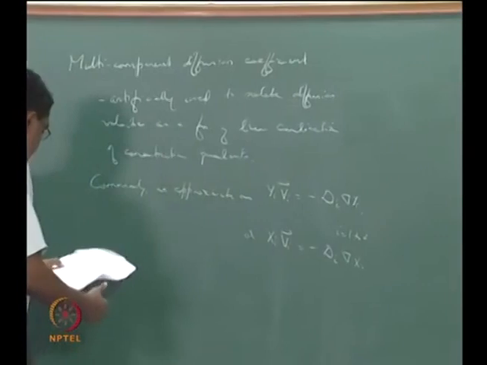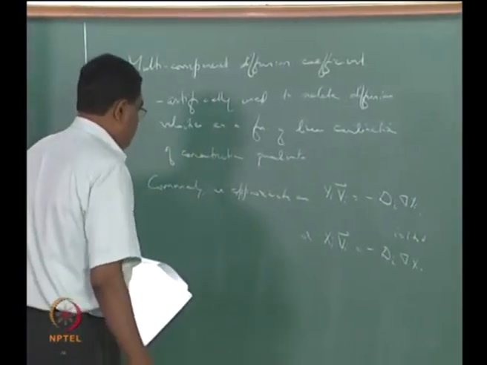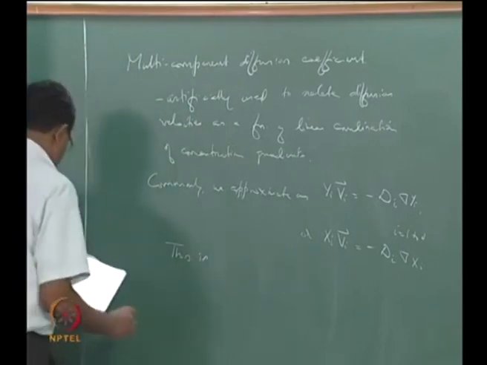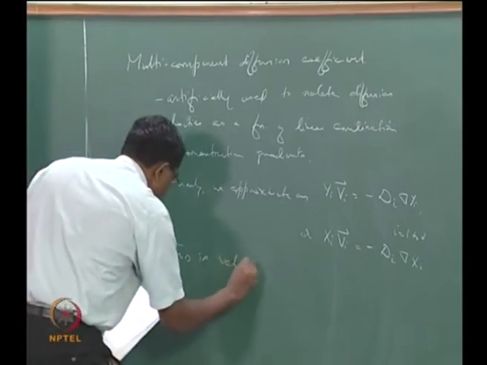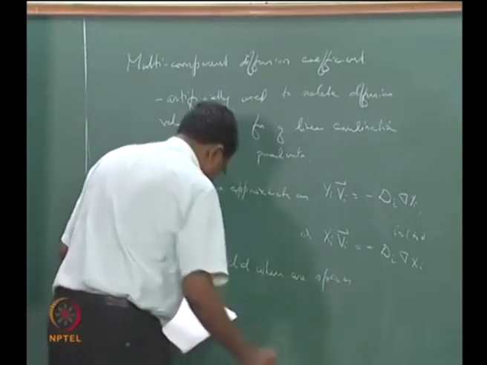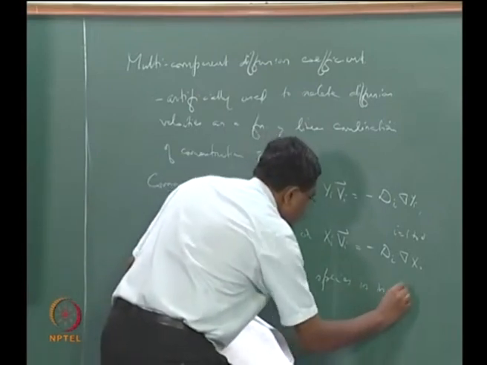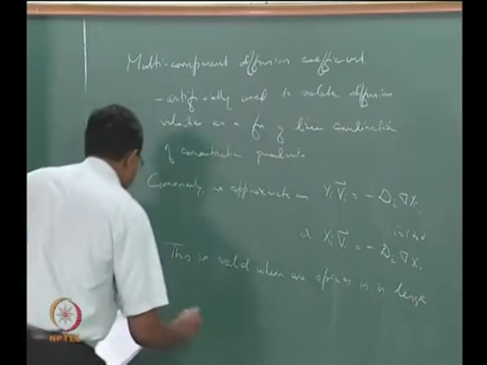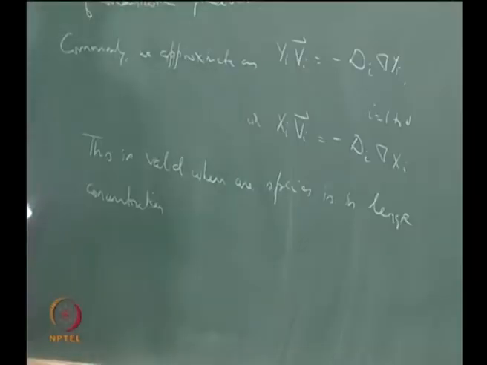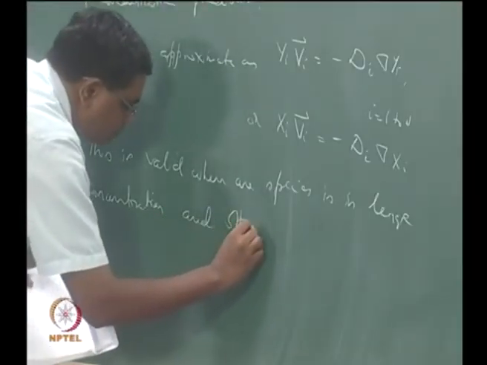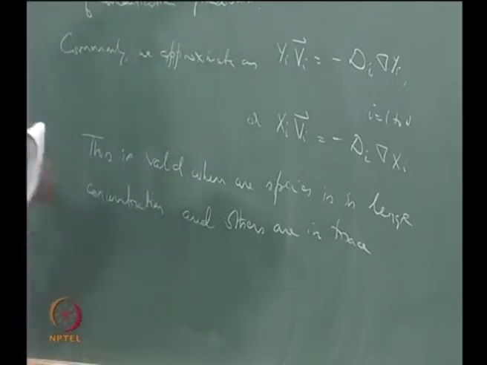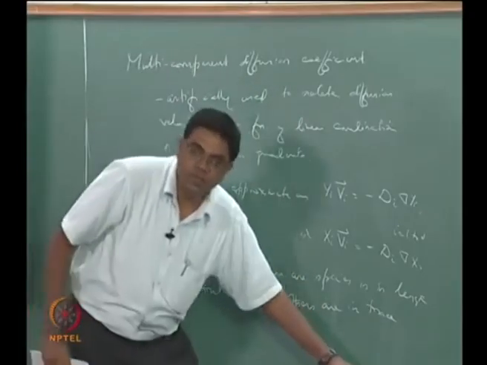So the way we typically do this is, this is valid when one species is in large concentration and others are in trace. Now typically trace is a word that is used for something that is very, very small.